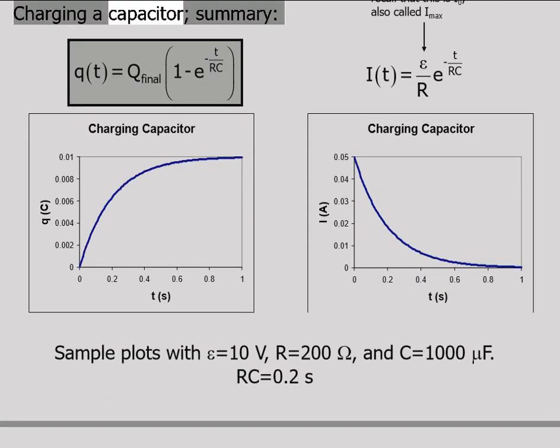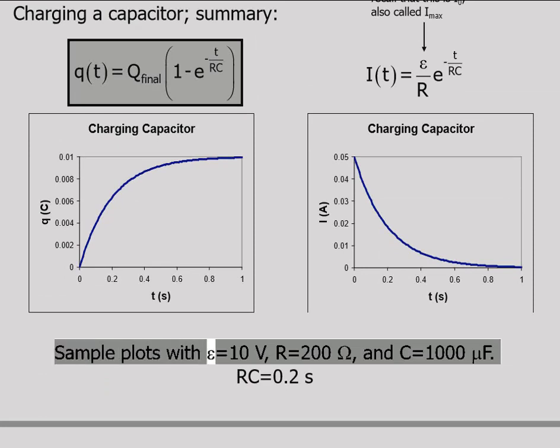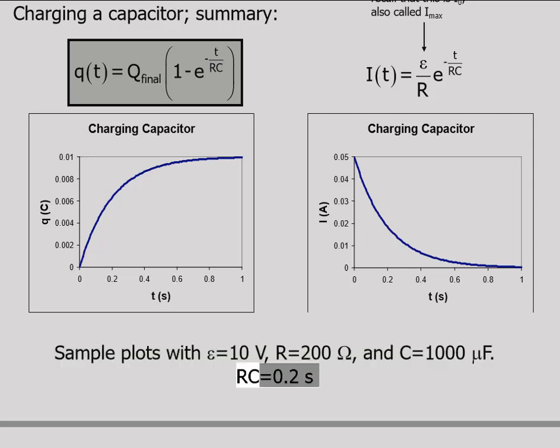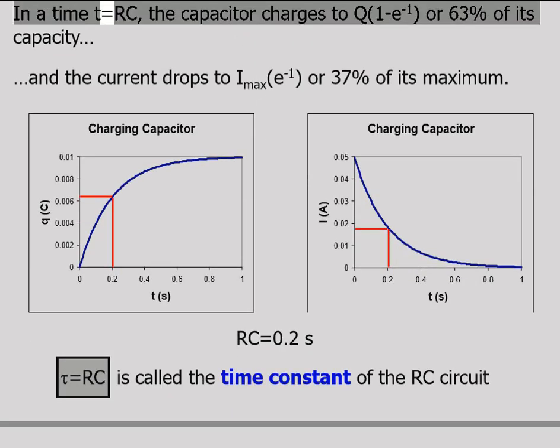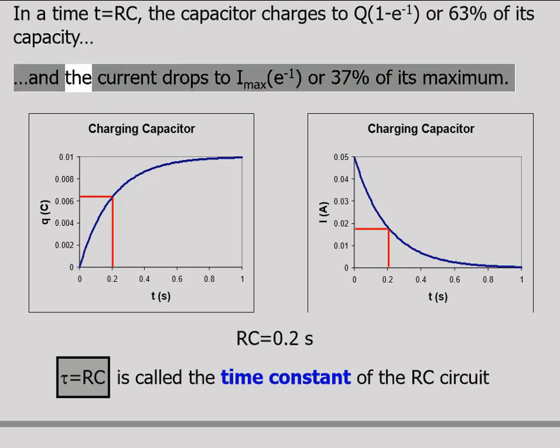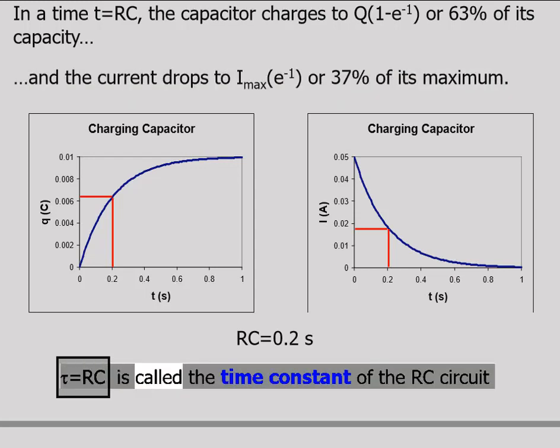Charging a capacitor summary. Sample plots with ε = 10 V, R = 200 Ω, and C = 1000 F, so RC = 0.2 s. Recall that this is I0, also called I max. In a time t = RC, the capacitor charges to Q = Qmax(1 − 1/e), or 63% of its capacity. At t = RC = 0.2 s, the current drops to I max/e, or 37% of its maximum. Tau = RC is called the time constant of the RC circuit.